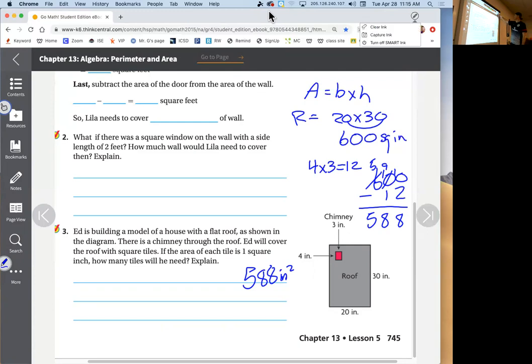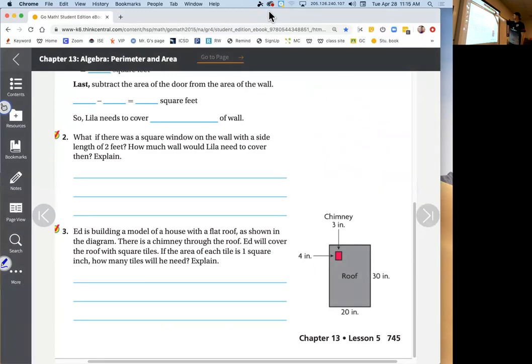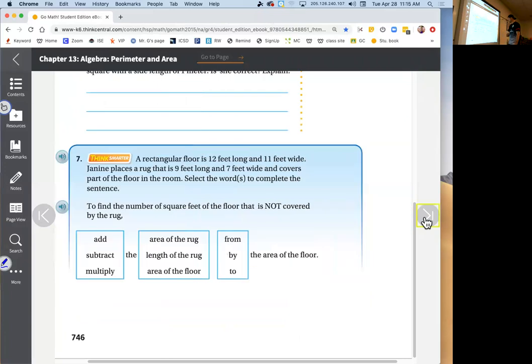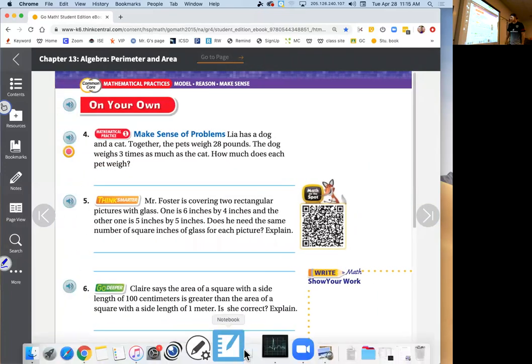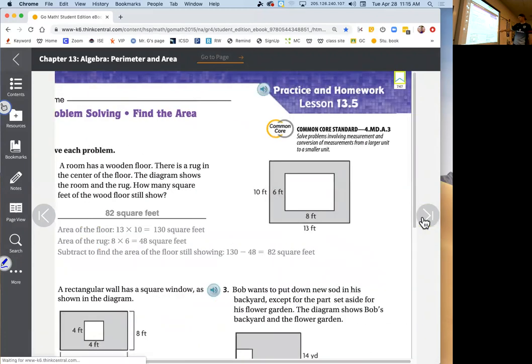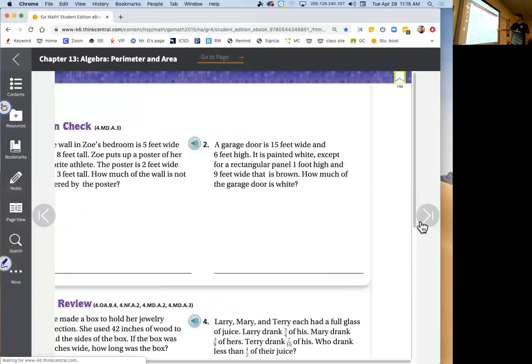So what you need to do, okay, you need to go to 746. You can work on this page, 746. You can work on page 747 and 748. And that's what you need to work on today. Okay? All right. Good job. Keep it going, you guys.